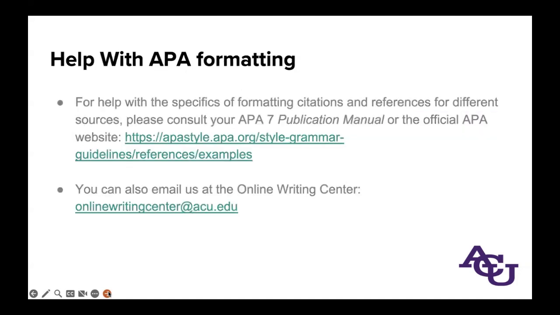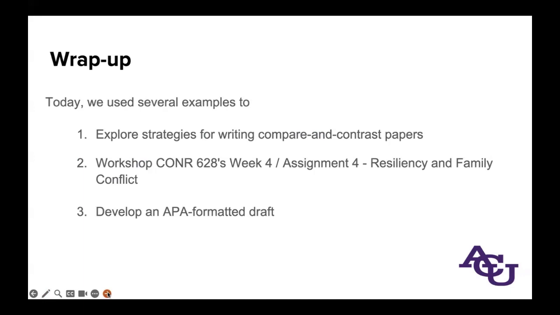So as we wrap up, I will remind you that for help with the specifics of APA formatting, with your citations and references for different sources, you can consult our APA 7 publication manual or the official APA website at the URL that we have here. You can also email us at the Online Writing Center. And actually, both these resources, including your APA publication manual and their website, are really helpful if you want more information about paraphrasing.